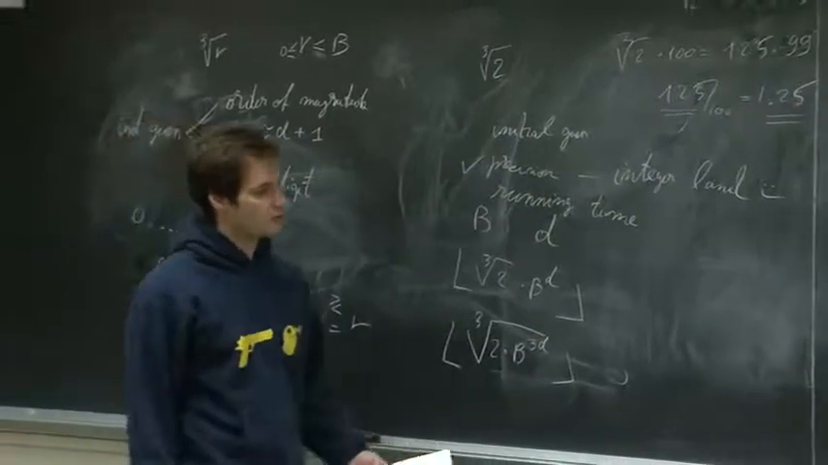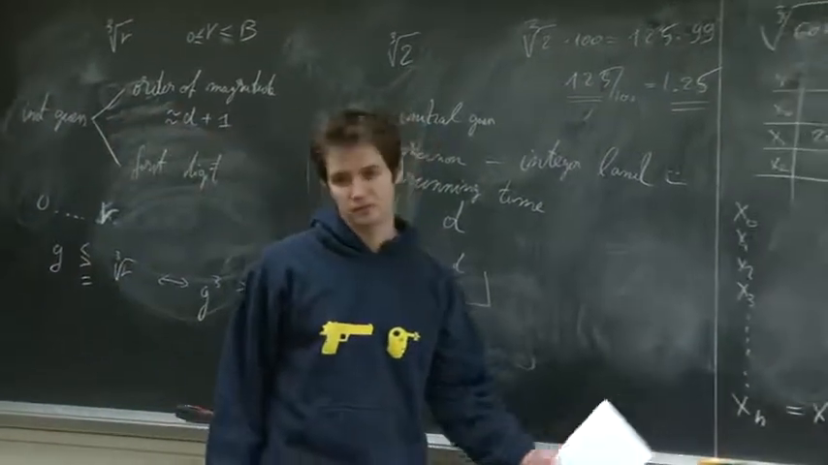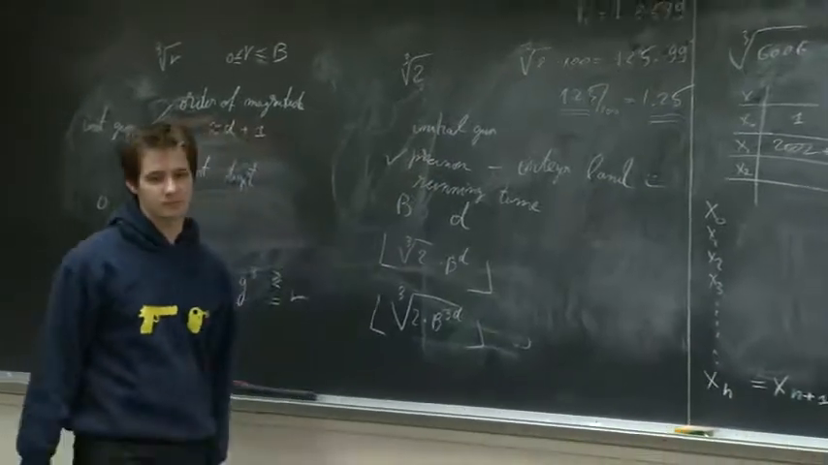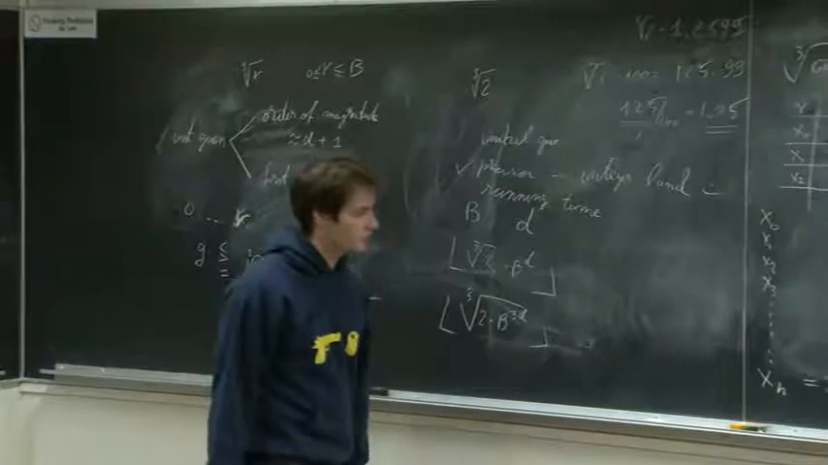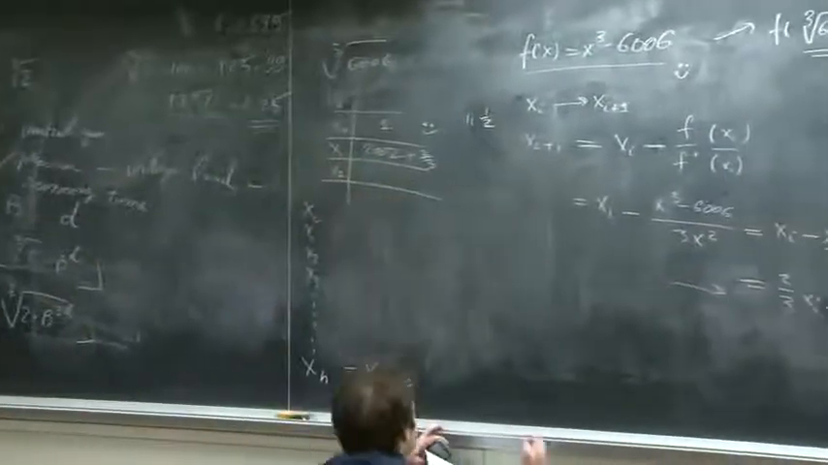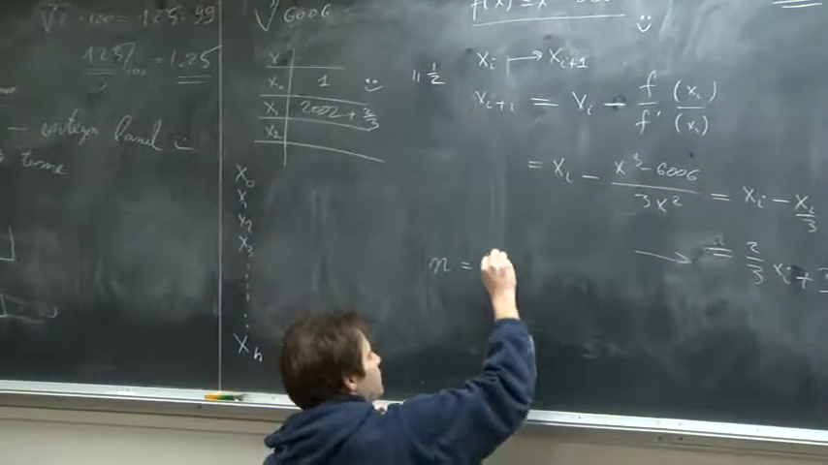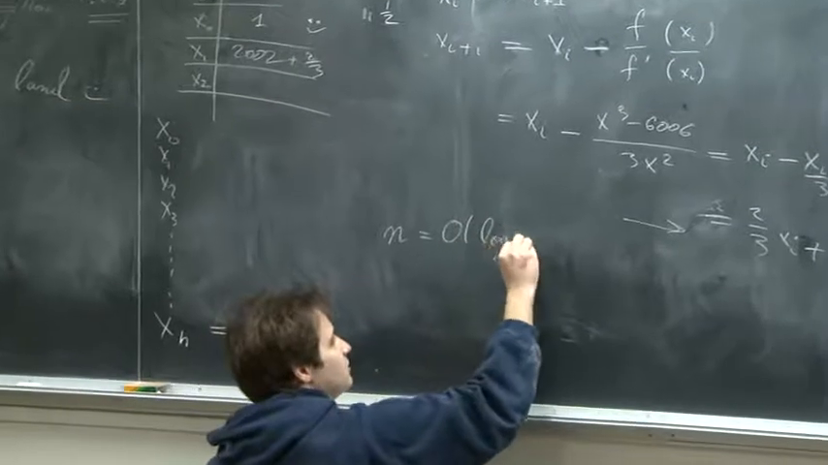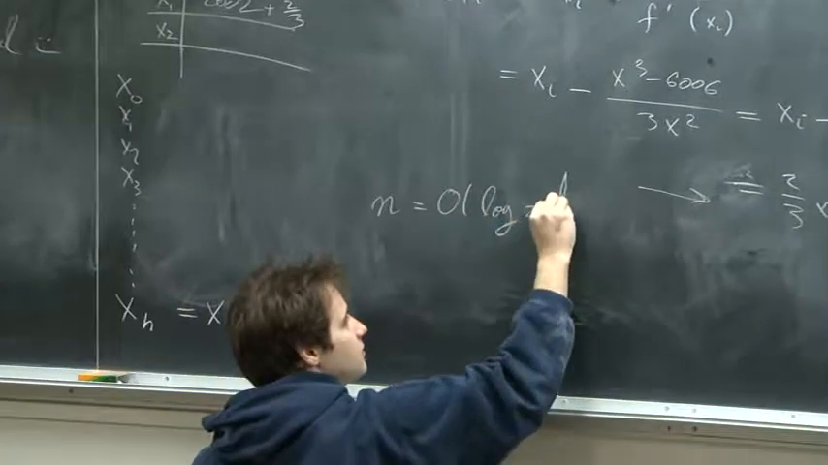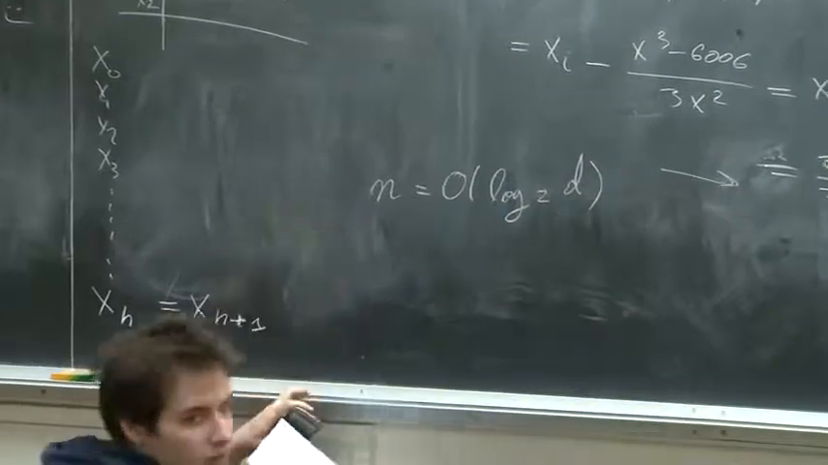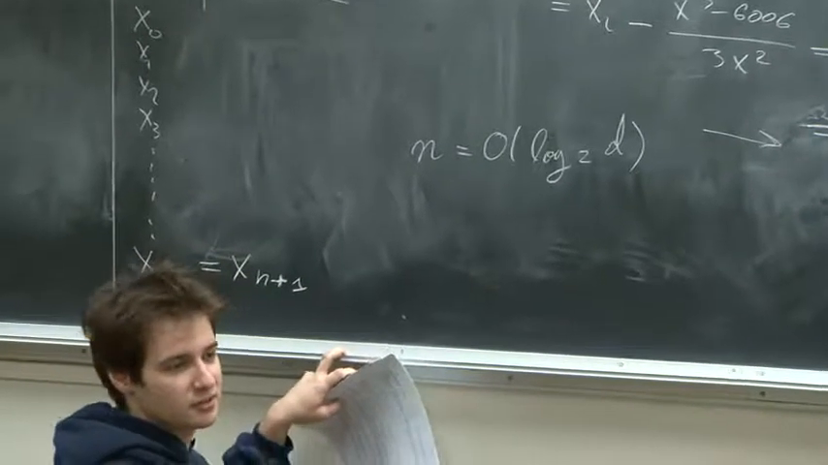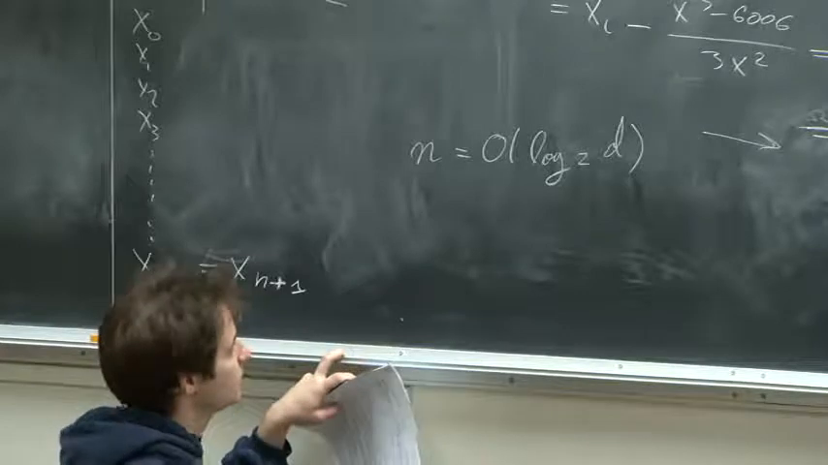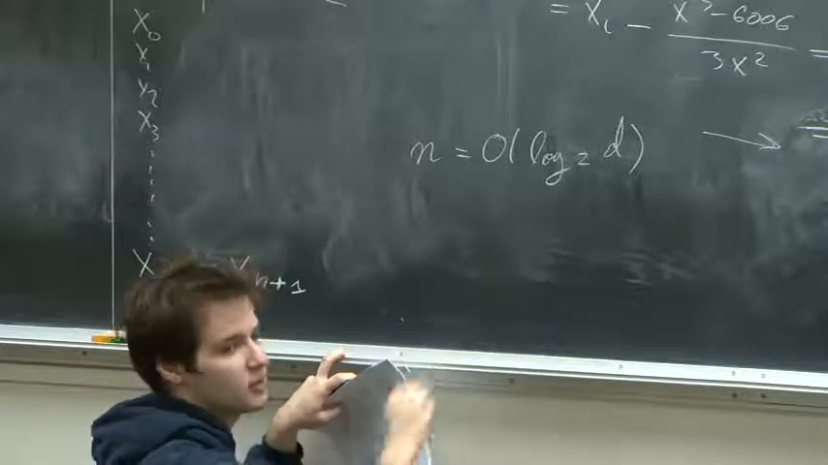Okay, so how fast does this work? What is n? When am I going to stop? Log base 2 of d. So the number of correct digits in my approximation doubles every time. So after log d steps, I have the right answer.